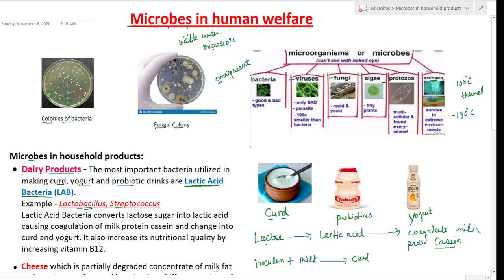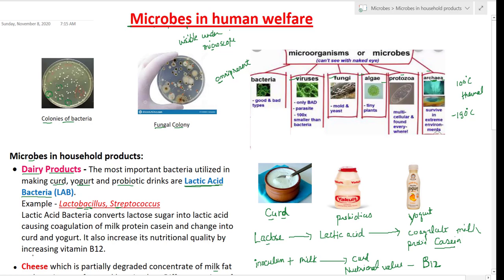This lactic acid bacteria also increases the nutritional quality of the product. The nutritional value is increased because the concentration of vitamin B12 is much higher in products like curd and probiotics in comparison to milk. So the nutritional value of these products increases due to the activity of these lactic acid bacteria.